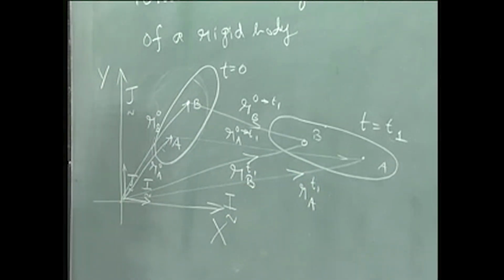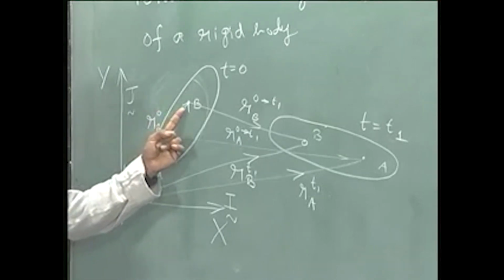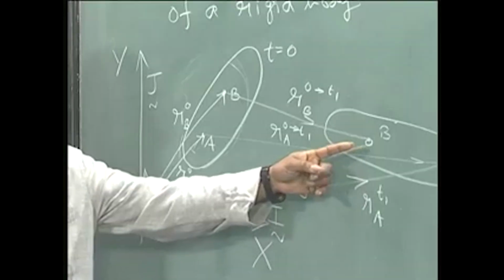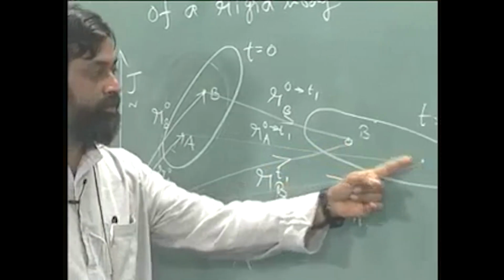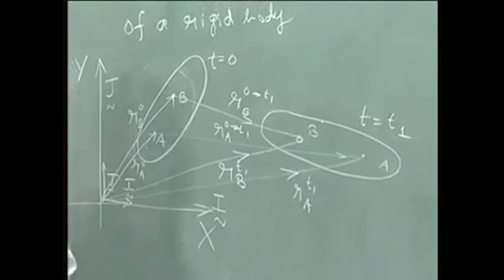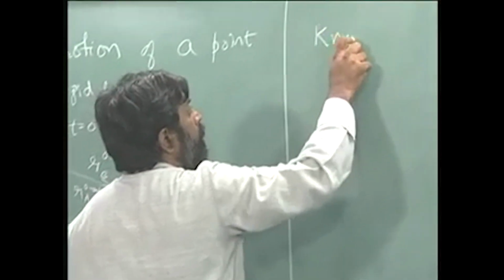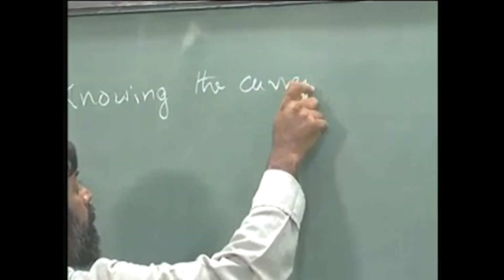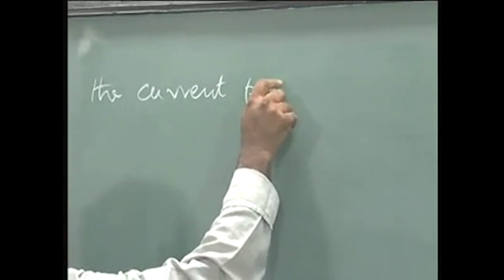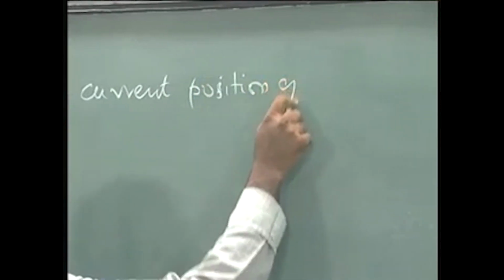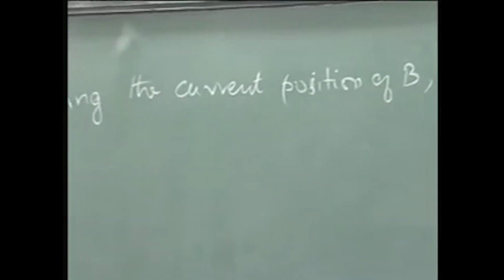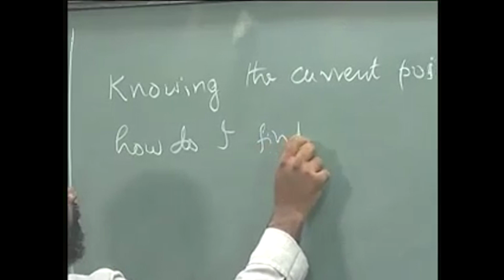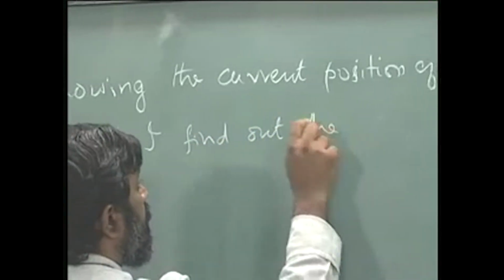For now, let us just make it simple. I just need to know the position of B. From the position of B, can I find out the position of A? That is the question I am going to ask. Okay. Knowing the current position of B, how do I find out the current position of A?